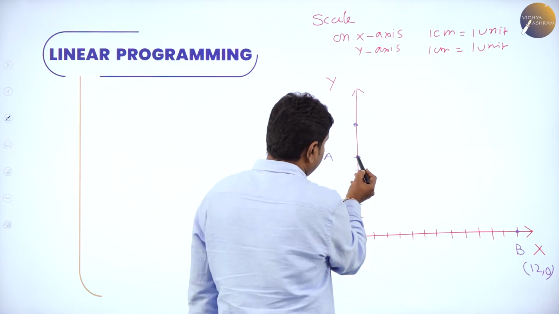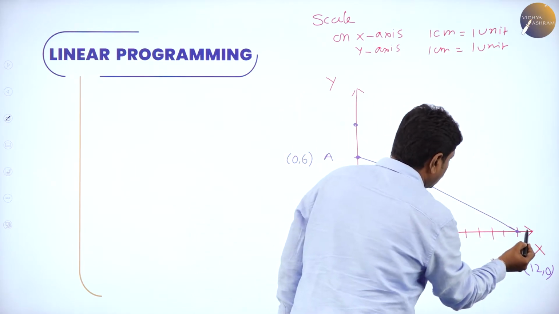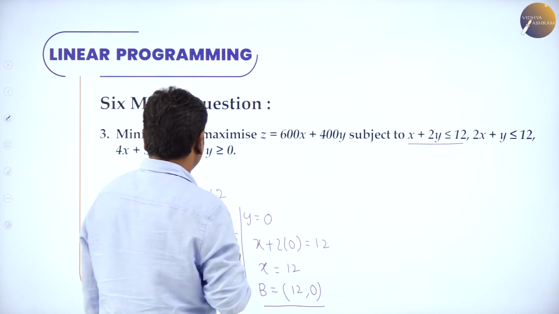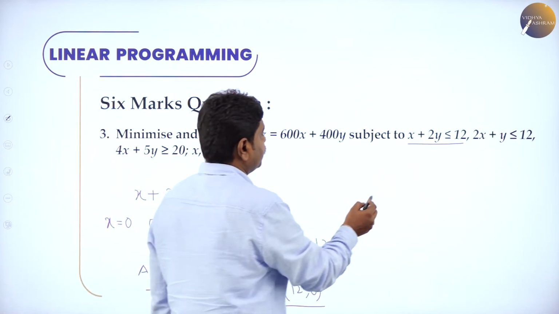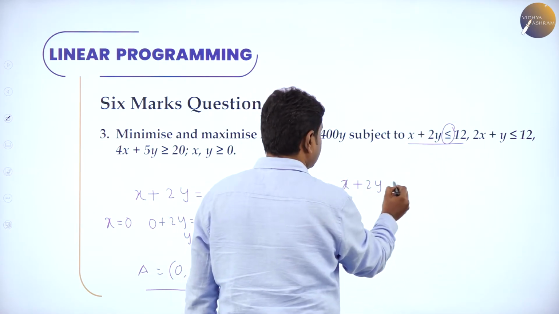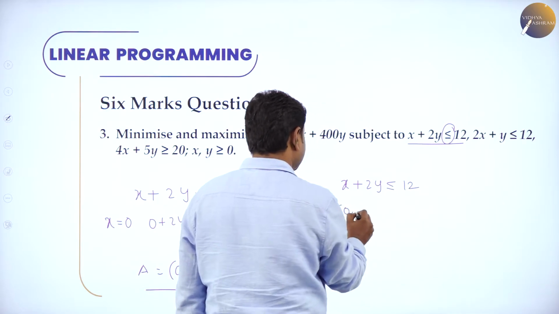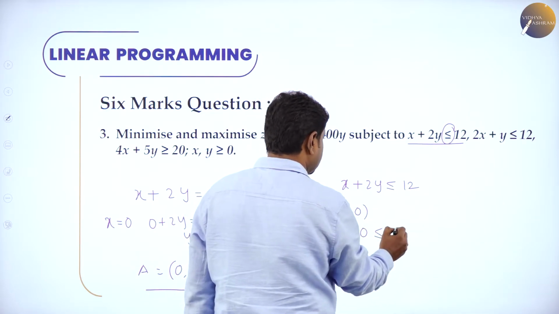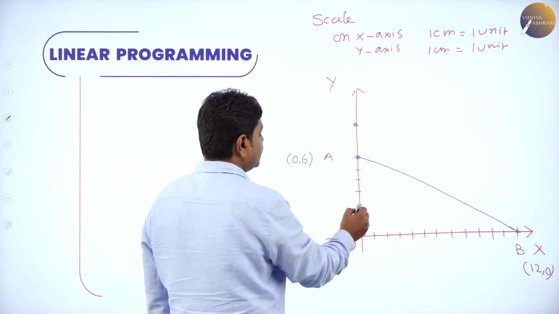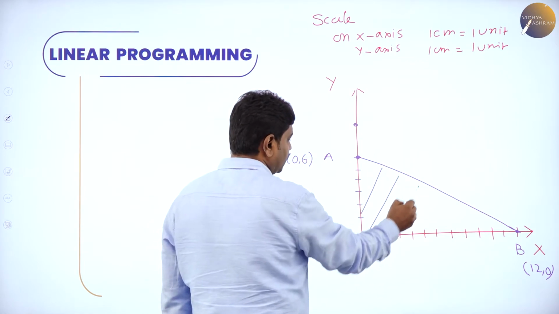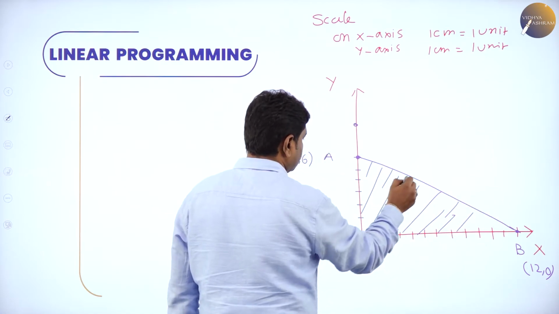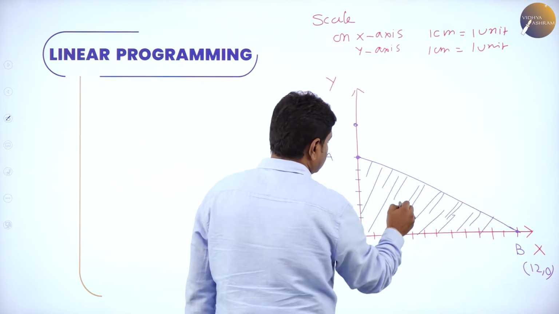Now draw a line between this A and B. Don't go away from the first quadrant because the graph lies within the first quadrant. Now we see it is less than. Here they mentioned less than, so x plus 2y less than or equal to 12. If you put origin 0 comma 0 in place of x and y, you will get 0 less than 12, true. True means shade towards the origin. I always told you, less than means go towards the origin for a line. So now shading goes like this. You can shade like this.